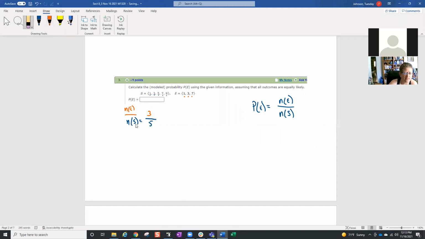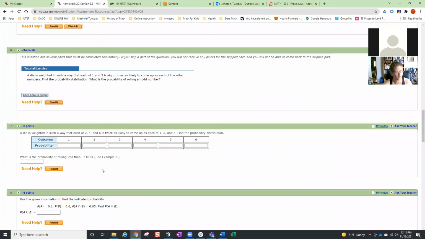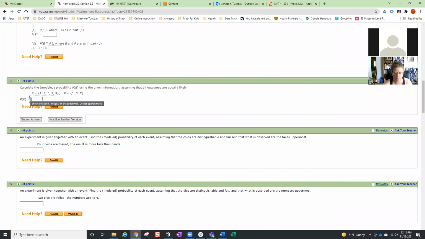And so when we put these together, we have just calculated the modeled probability. 3/5, you can also call this 0.6, whichever you prefer. It will accept both answers. Let me show you. Number 3, 3/5.